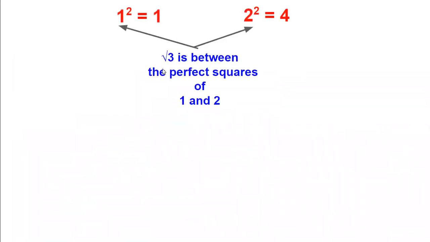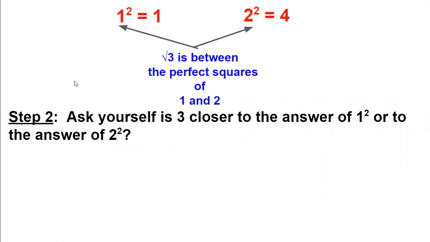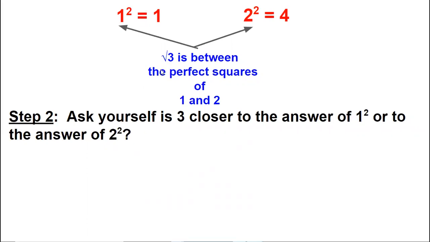Okay, let's move on. So we know that this is the same thing from the previous page. The square root of 3 is going to be between 1 squared and 2 squared, between 1 and 2. So step 2 is going to be asking yourself, is 3 closer to the answer of 1 squared or to the answer of 2 squared? Well, 1 squared is 1 and 2 squared is 4. Is 3 closer to 1 or is it closer to 4? Right, 3 is closer to 4 than it is to 1.